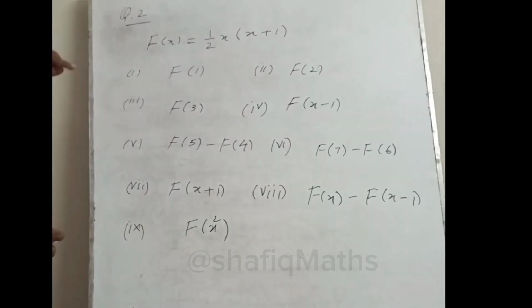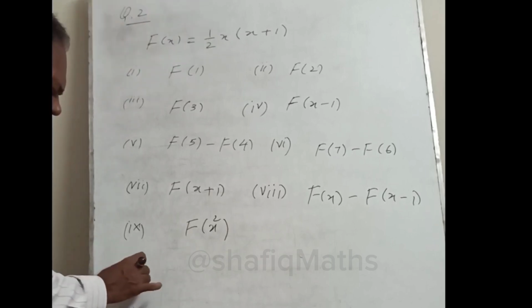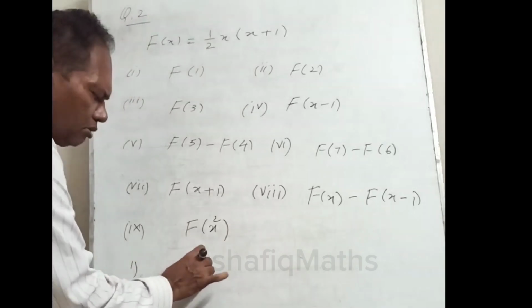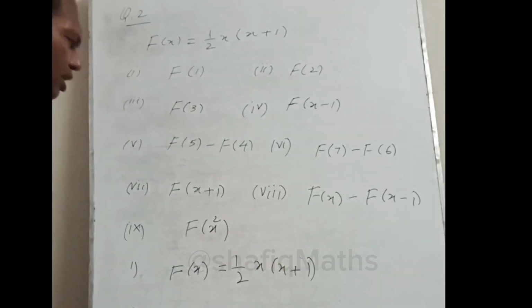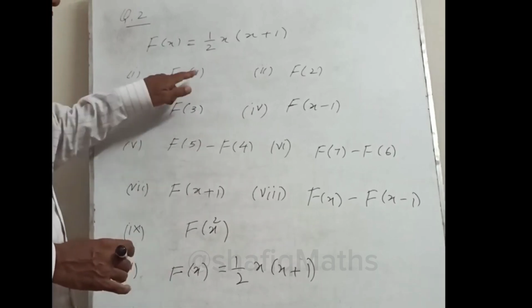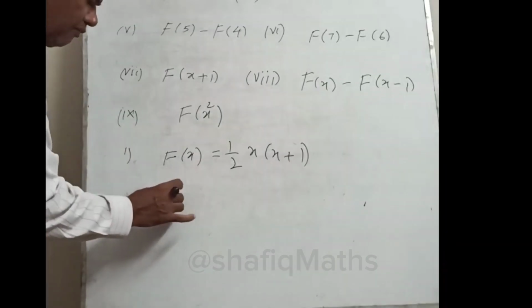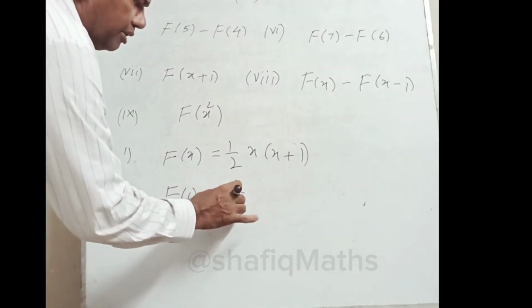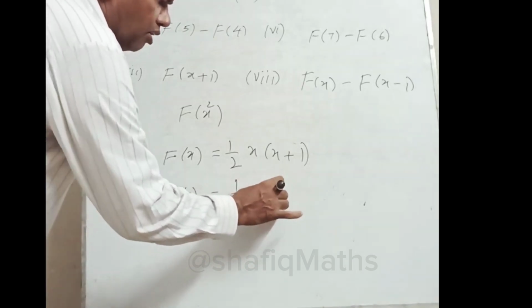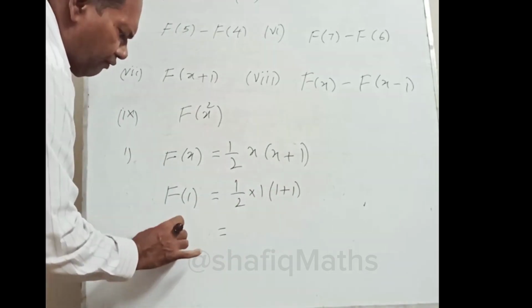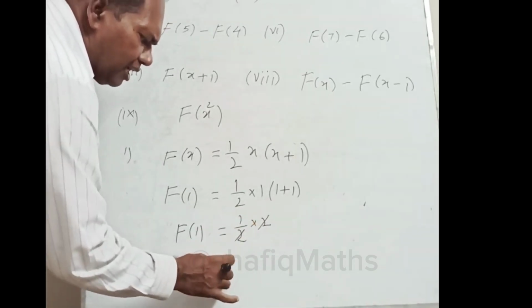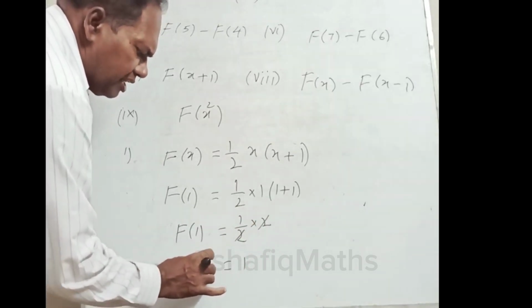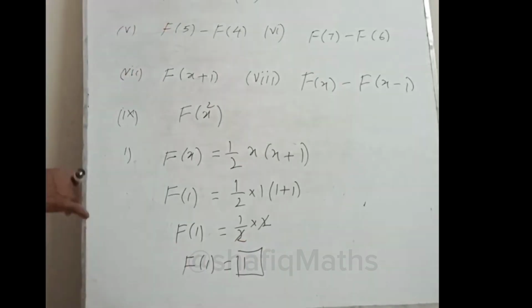So we are replacing the value of x by 1 in this equation. f(x) equals 1 upon 2 x bracket x plus 1. When we are replacing x by 1 here, f(1) will be 1 upon 2 into 1 plus 1, that is f(1) equals 1 upon 2 multiplied by 2. 2 and 2 will cancel out, we have 1. So this is the answer of the first part of the question.